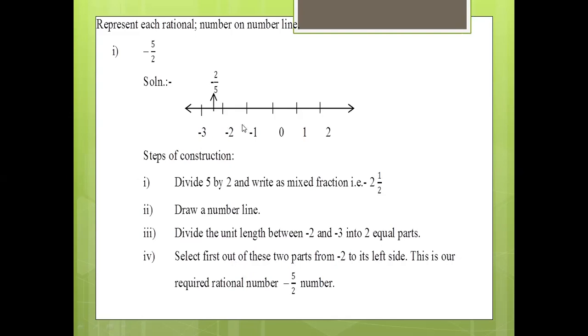Why do we select the first part? Because look at the numerator. Numerator is 1. So you select the first part. So this is the required rational number, minus 5 over 2.